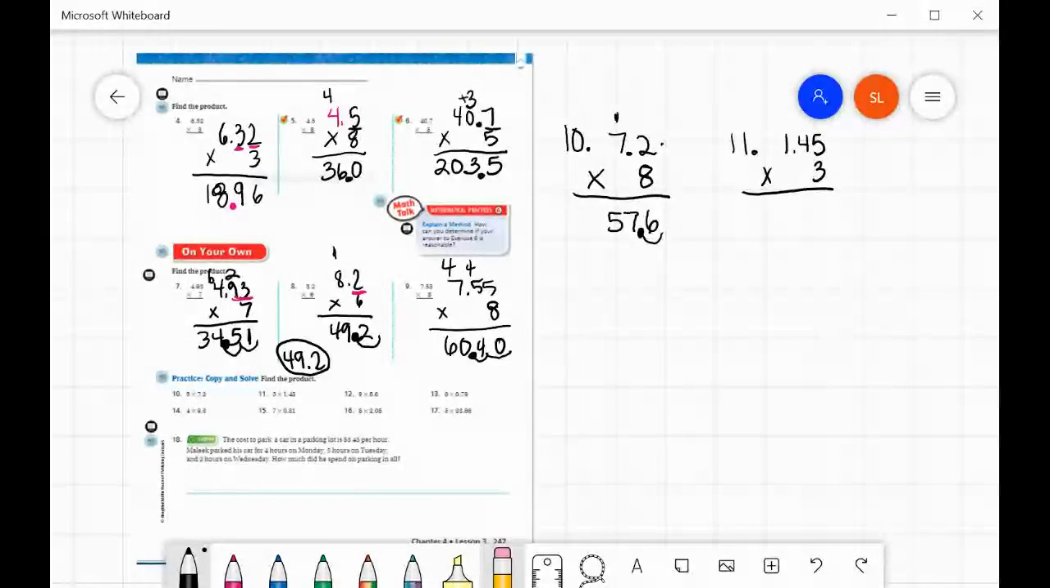3 times 5 is 15. Carry a 1. 3 times 4 is 12, plus 1, and it's not letting me write that 1 up there, is 13. Carry another 1. 3 times 1 is 3, plus 1 is 4. We have 2 past the decimal, so we're going to be 2 past the decimal here. So my answer is 4.35.